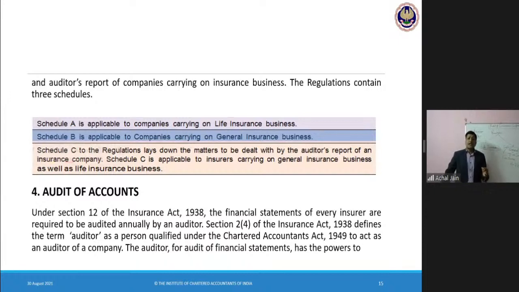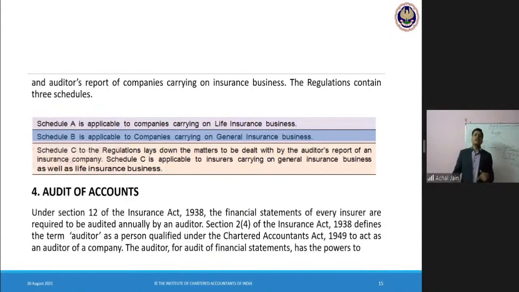Schedule A is part of the regulations. The regulations are divided into various schedules. So Schedule A, this part of the regulations, deals with life insurance companies. Then the second part of the regulations, Schedule B, deals with general insurance companies. Some of the provisions in relation to life insurance business are required to be looked at specifically in Schedule A, which also means that those provisions related to life insurance business will not apply to general insurance business.